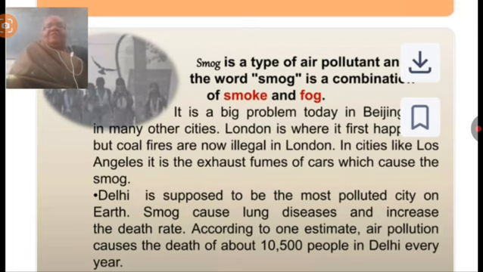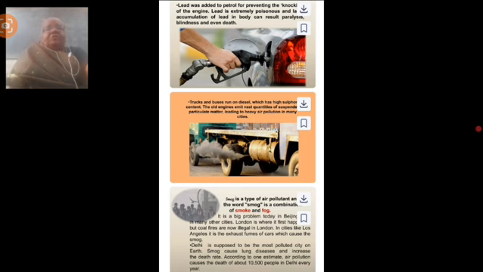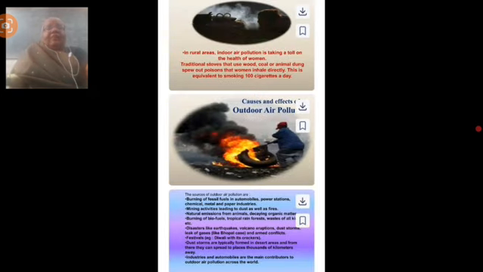It's a big problem in cities like Beijing, London, and Los Angeles, where exhaust fumes of cars cause the smog. And to date, Delhi is supposed to be the most polluted city on the earth. Smog will cause a lot of lung diseases and increase the mortality rate, that is death rate. According to a particular estimate, air pollution causes the death of about 10,500 people in Delhi every year, and this is quite a large number. So smog is very detrimental to health.